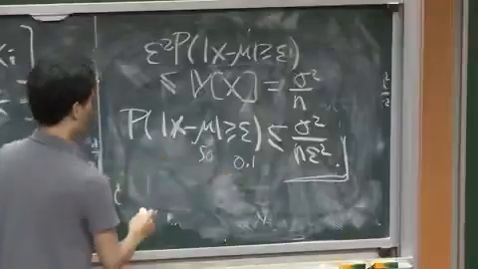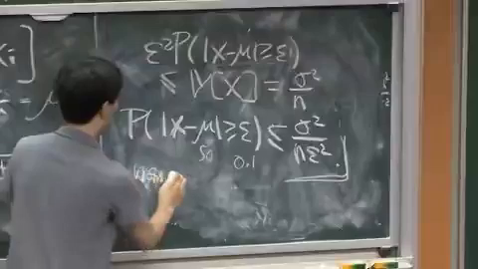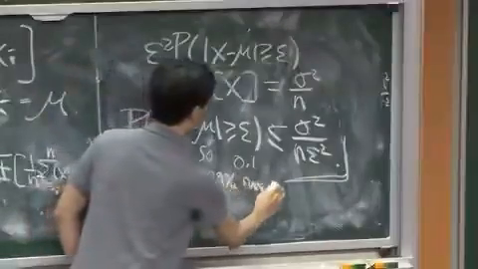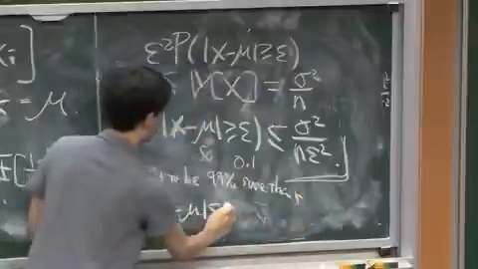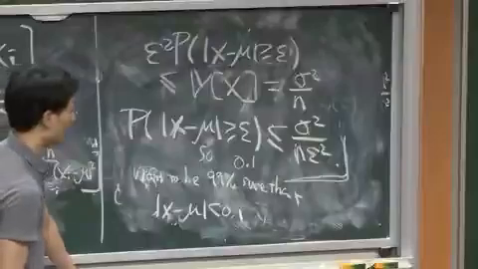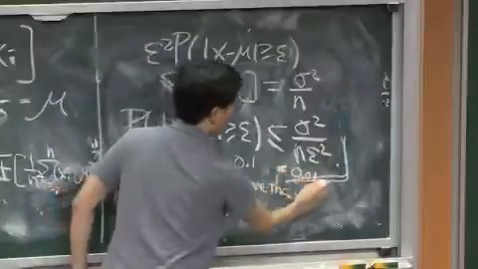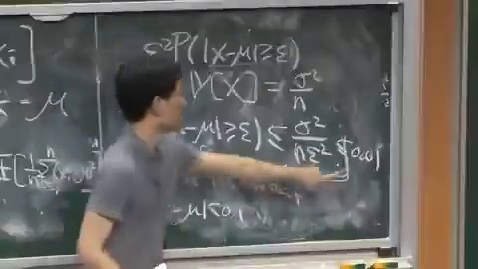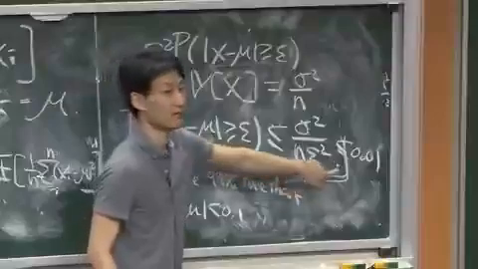Let's say you want to be 99% sure that x minus mu is less than 0.1, or x minus 50 is less than 0.1. In that case, you want this probability to be 0.01. So plug in your variance, plug in your epsilon. That will give you some bound on n.